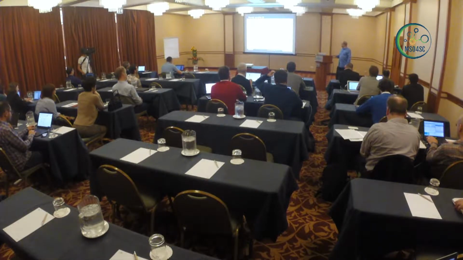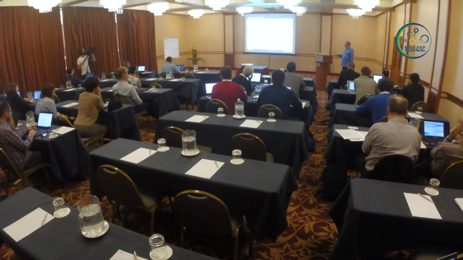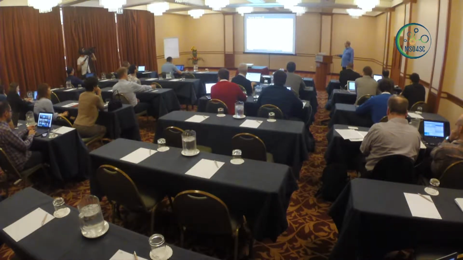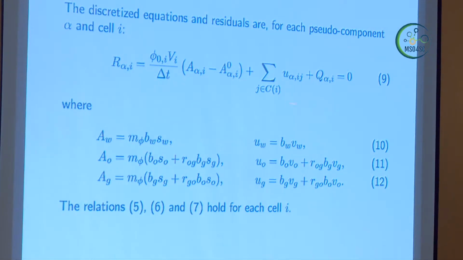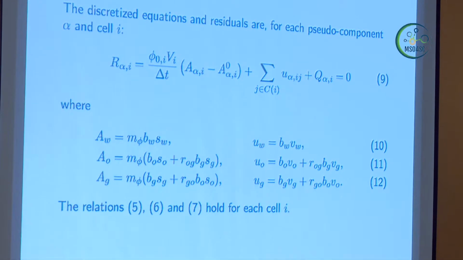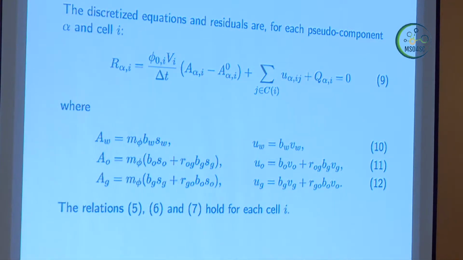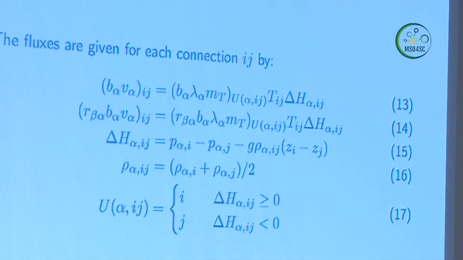So the discretized equations are superficially quite similar to the continuous ones I gave earlier. Basically, you have accumulation terms, this is a first order Euler discretization, and then you just have a discrete divergence term here and a discrete source term coming from the wells. And these discrete relations look very much like the continuous ones.